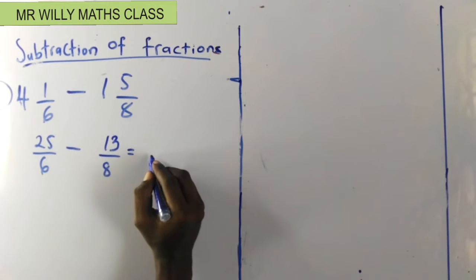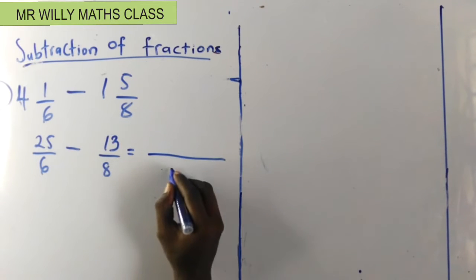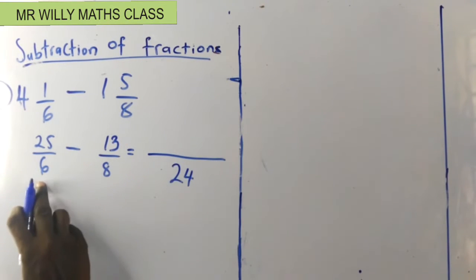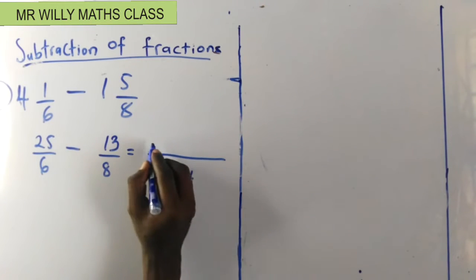What's the next thing? You look for the LCM. What's the LCM of 6 and 8? That will be what? 24. Now you use this 6 to divide this 24. How many 6 can you see in 24?